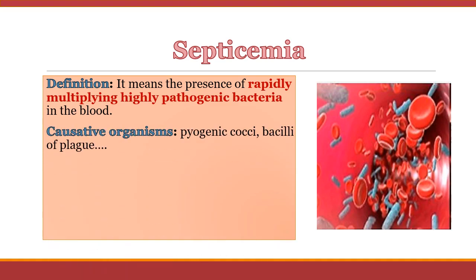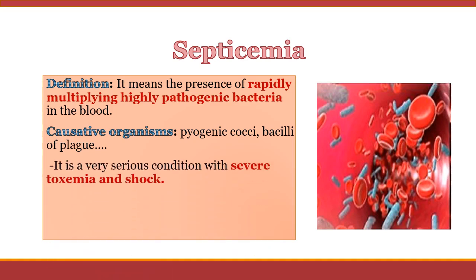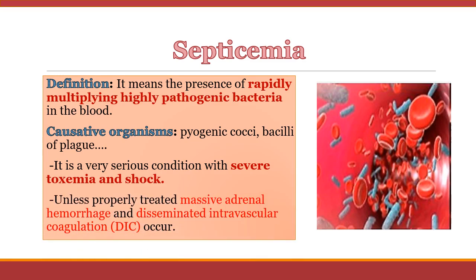Septicemia can be caused by powerful organisms, as we just mentioned, like the pyogenic cocci and some bacilli of plague and many other examples of strong bacteria. It's a very serious condition that usually leads to severe toxemia, and it can end in septic shock. If it is not properly treated, it's actually an emergency situation.